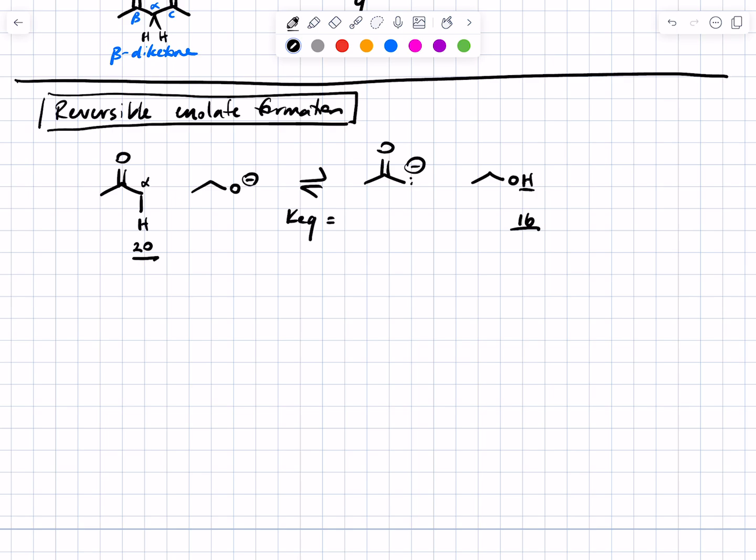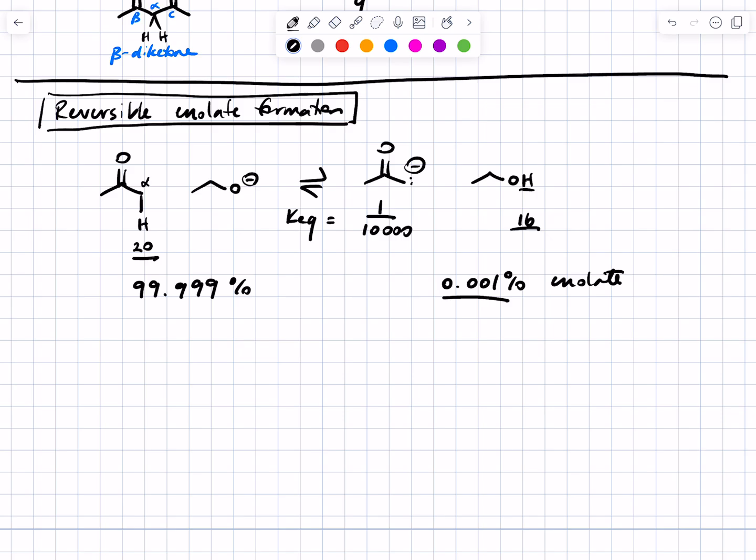Here, it should be something like 1 over 10,000, which means that percentage-wise, at equilibrium, it's 99.99, maybe another 9% starting materials and 0.001% enolate. Okay, that means we don't form very much enolate at all. Now you look at 0.001% and you say that's nothing.